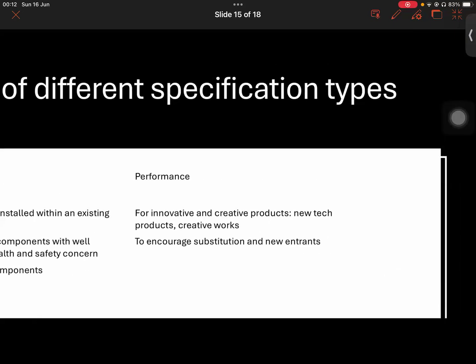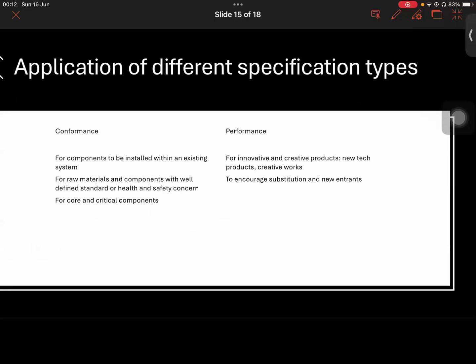With performance, it's the best for purchasing an innovative or creative product. Okay, especially a product that we don't have any example of in the market, and it's the first. So we may need to design it, or ask the supplier to design it for us. And another use of performance would be that we want to encourage substitution rather than just purchasing a certain product that is supplied by some monopoly power. So to find some substitution and improve our position, we may use performance and switch to the substitution, and also encourage new entrants to this market.